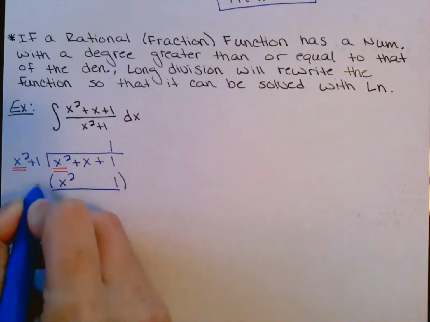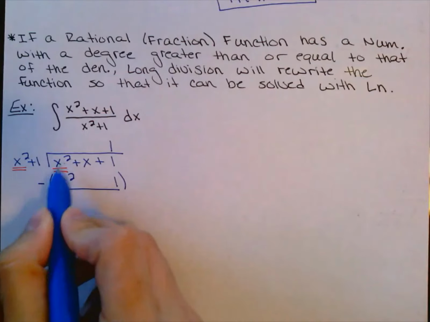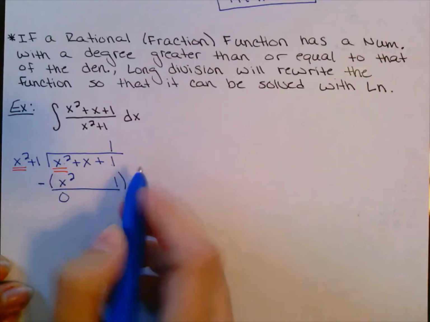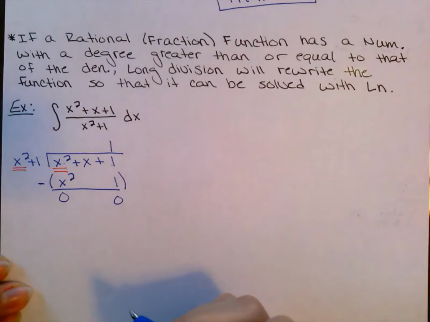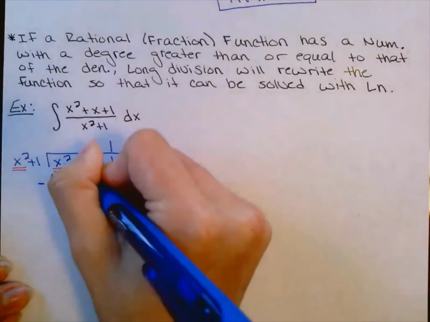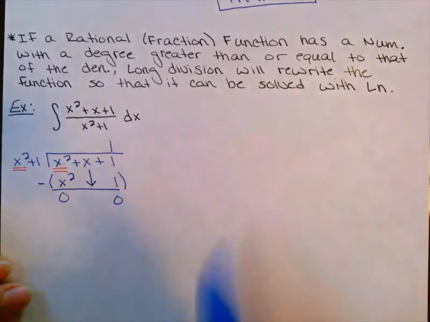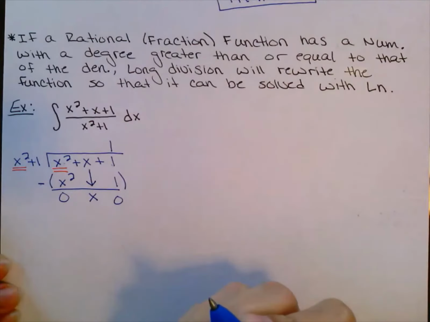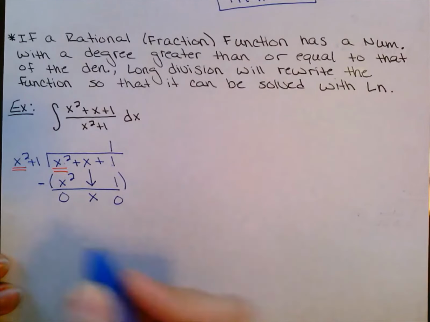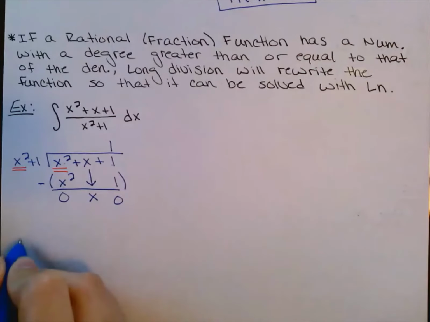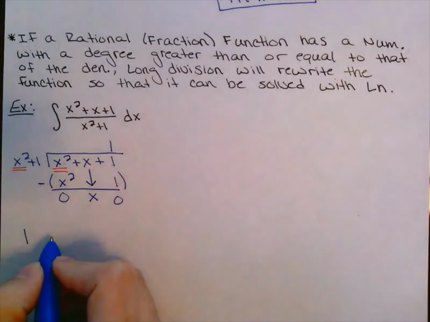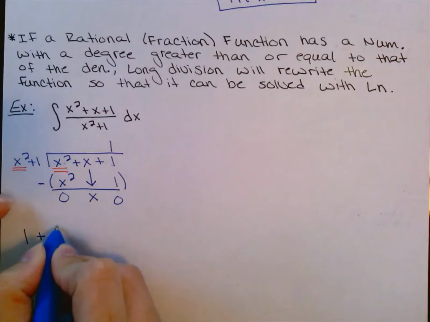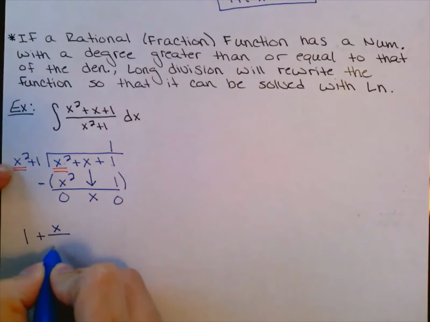Now I am going to subtract this. So x squared minus x squared is 0, and 1 minus 1 is 0. And now I need to bring down anything that was left over. It's like saying x minus 0 is just going to be an x. So my answer here is a 1. And now the way that I write my remainder needs to be plus my remainder over what I was dividing by.